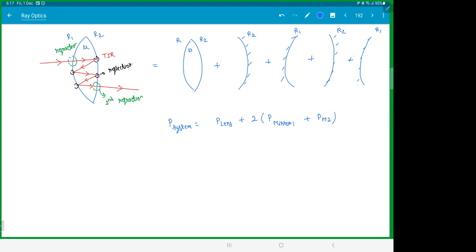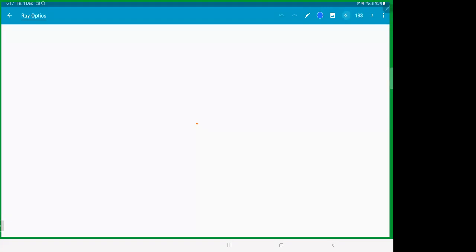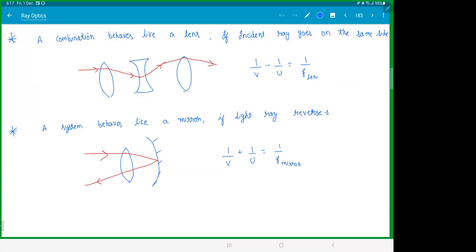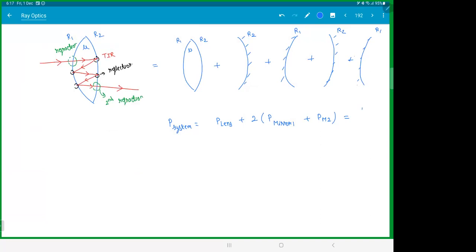Anyone? Lens. This whole system behaves like a lens. What is the thing we discussed last time? If a light ray continues to go in the same direction, it's a lens. If it comes back, then it is this thing. So this whole system is given by 1 by f lens. This whole system combination behaves like a lens.